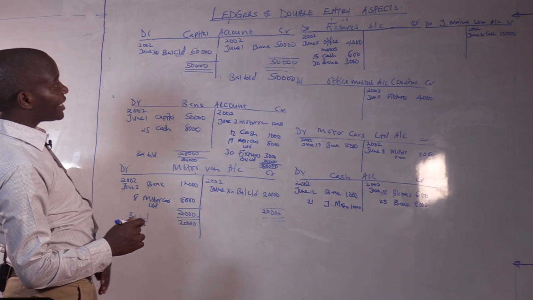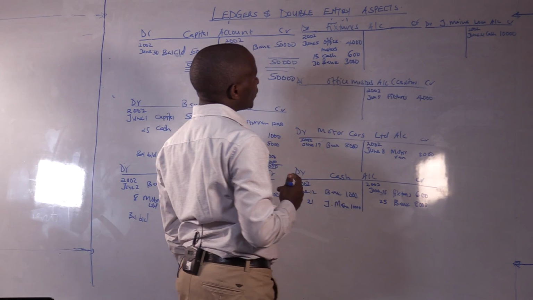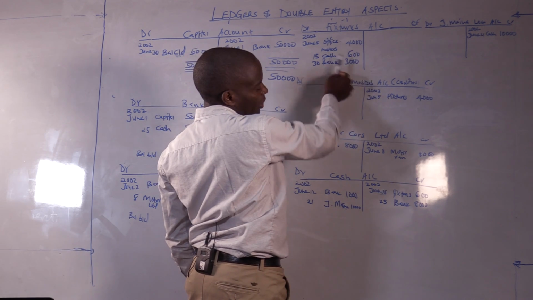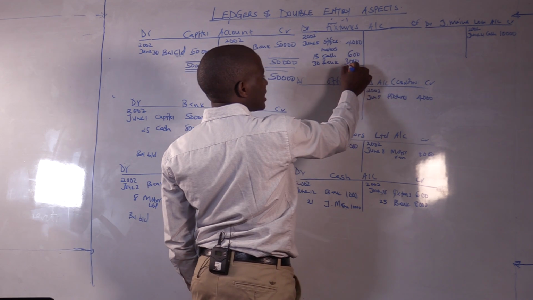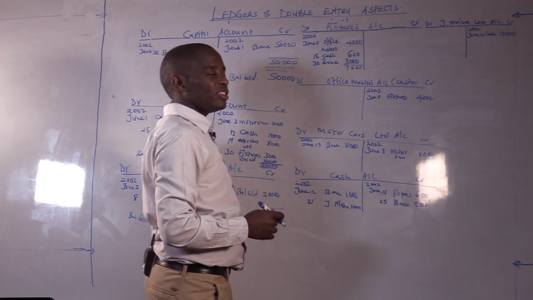20,000. So that is it with that. We come to the other account, that is fixtures account. For fixtures, we have 4,000 plus 600 plus 3,000. This gives us a total of 7,600. This side we have 0.